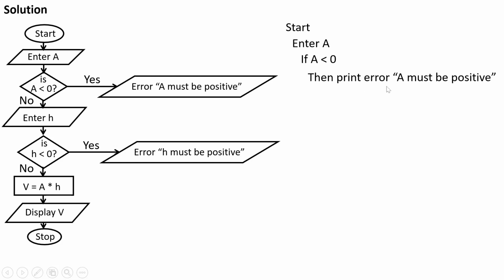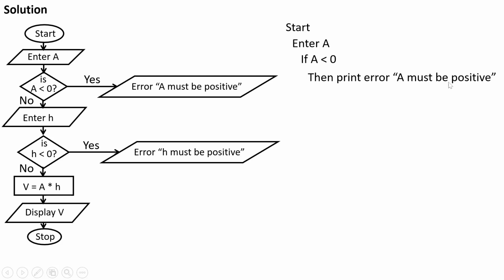So you say then print error, meaning if it is yes, it goes to this one here. If A is less than 0, then it will proceed in this direction where there is yes. Then in this direction where there is yes, you say then print error, then you write: error, A must be positive. I've just added the print, and I've taken this one here, A must be positive.